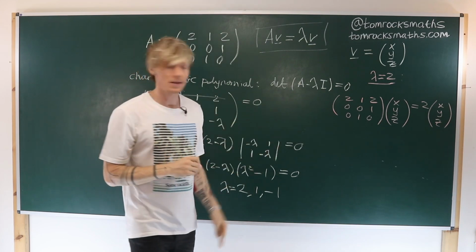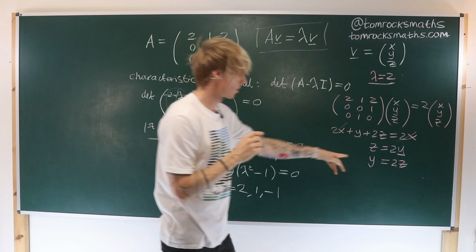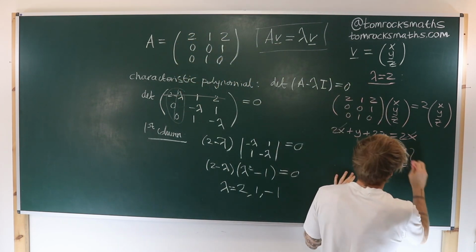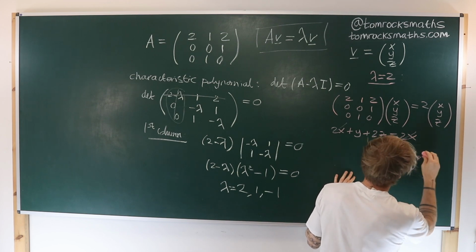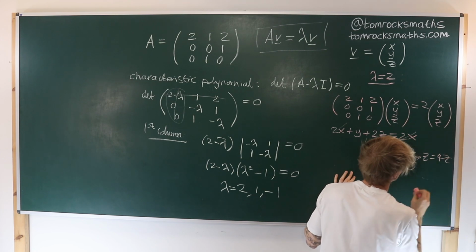Again, we now expand row by row. Now if we take the third equation, y equals 2z, and substitute into the equation above, this will actually tell us that z has to equal 4z.